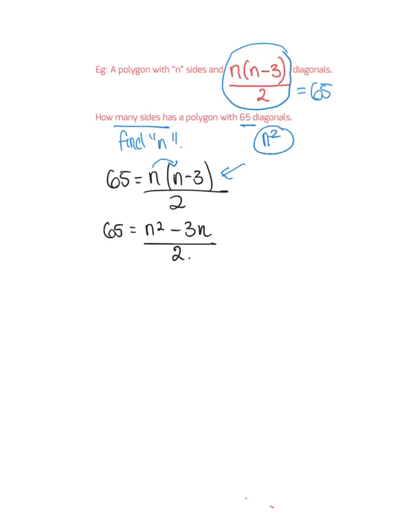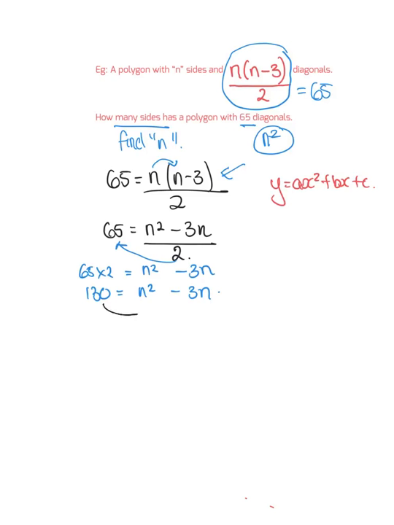Now, it doesn't look like our polynomial form, ax squared plus bx plus c. So let's try and make it like that. I'm going to move the 2 over this side. So that'll be 65 times 2 equals n squared minus 3n. So now I have 130 equals n squared minus 3n. Now it's a quadratic equation, so I want to let one side equal 0, so I'll move this 130 that way. So I end up with n squared minus 3n minus 130, and the other side equaling 0.